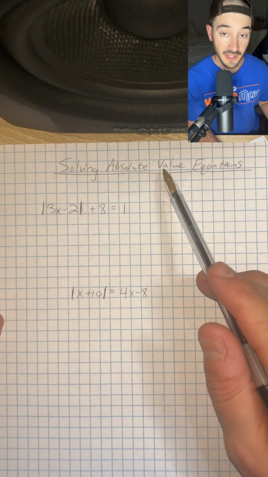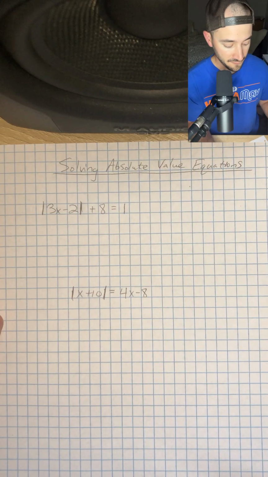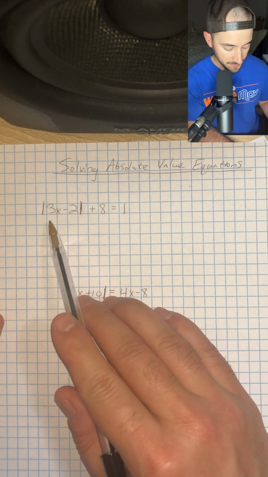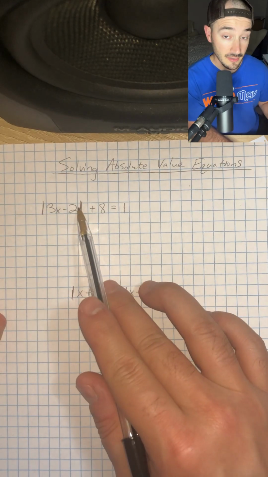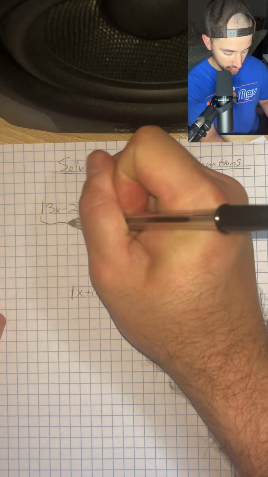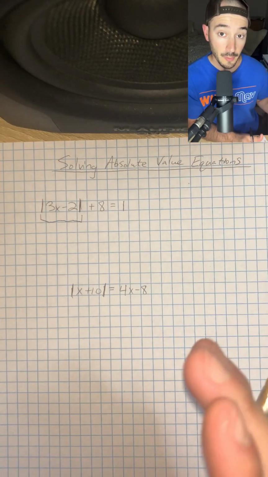This is everything you need to know for Algebra 2, Part 6. So we're talking about solving absolute value equations. The first step in our example here is we want to get our absolute value part of the equation by itself. We want all of that to be separate from the rest of the equation.